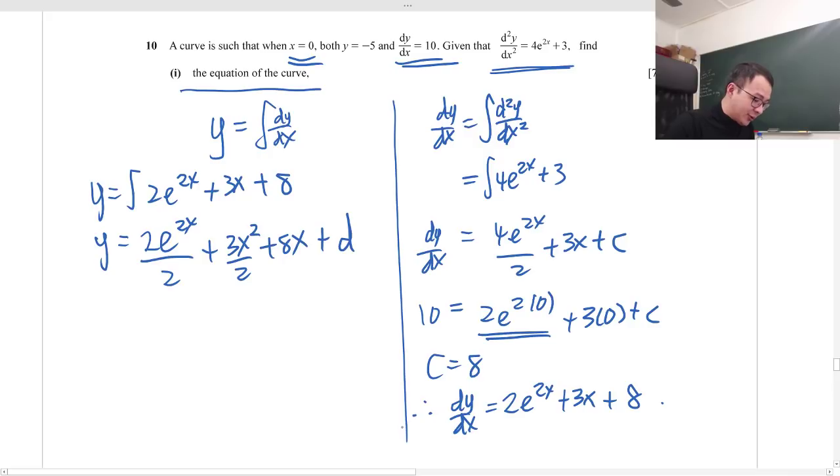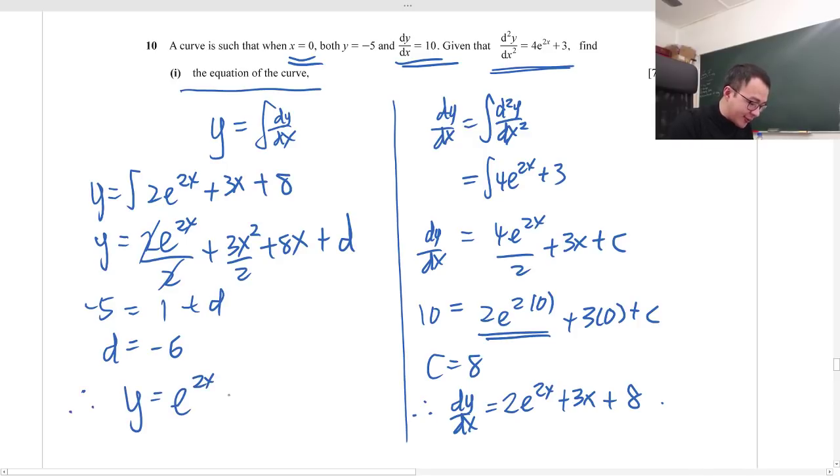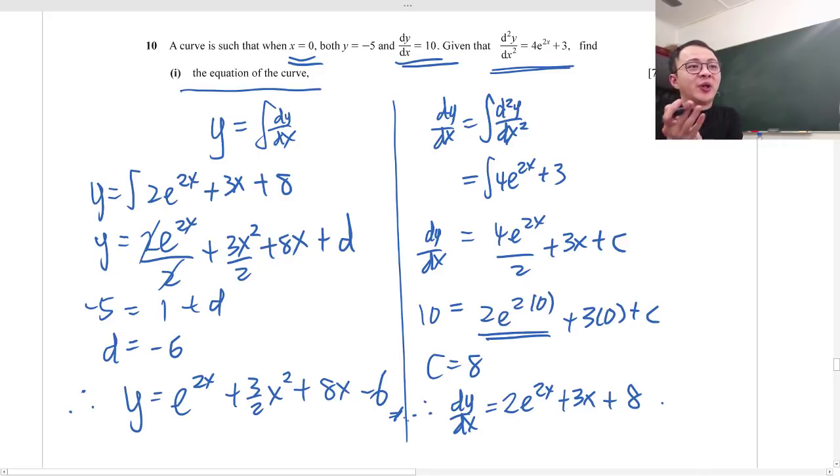Alright, so therefore I will need to substitute in my x and y. So y is -5, x is 0, so this one should give me 1, 0, 0 plus d. So d is -6. So therefore my equation of y is e^2x + 3/2 x squared + 8x - 6. Alright, this is how I get my equation of the curve quickly.